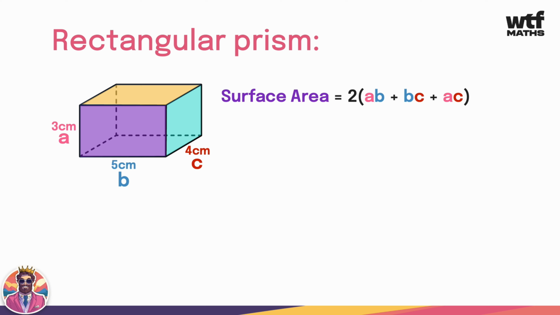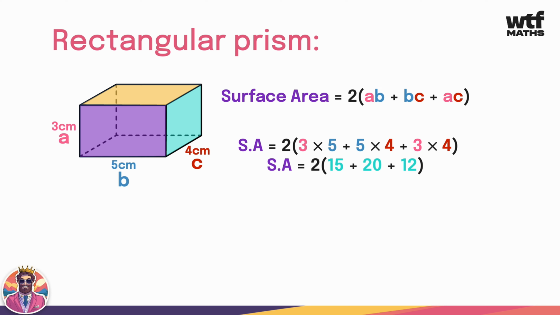It doesn't matter which one you label A, B, and C. I just label them left to right because I'm lazy. But if you label the sides A, B, and C in any order, we can use this formula. If you look at the sides I've labeled A, B, and C, we're just going to replace those numbers into the formula. So inside the bracket, it'll be 3 times 5 plus 5 times 4 plus 3 times 4, and at the end, we'll double the answer.